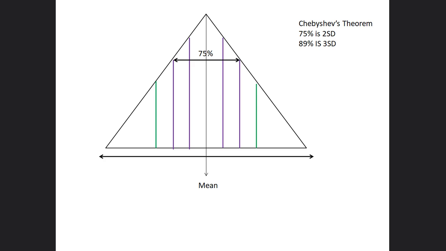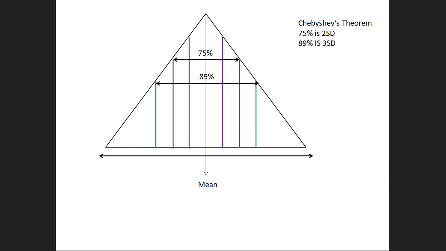We're going to add our Chebyshev theorem law. It says 75% of the data is within 2 standard deviations. So we're going to draw a straight line, 2 standard deviations to the left, 2 standard deviations to the right, including the middle.